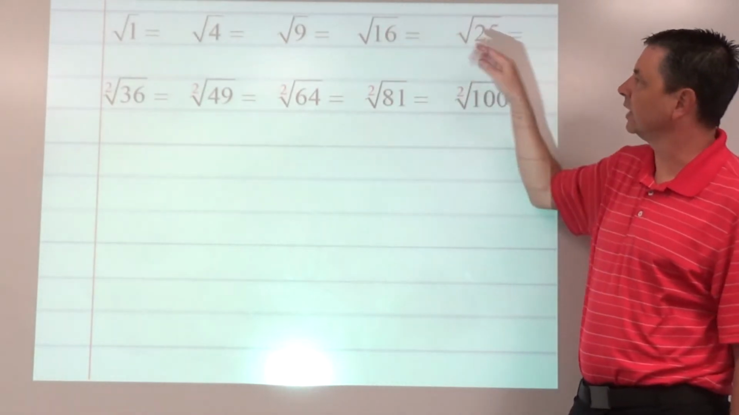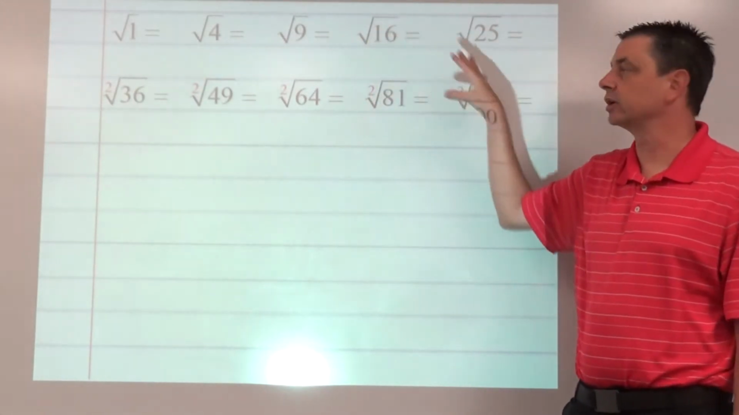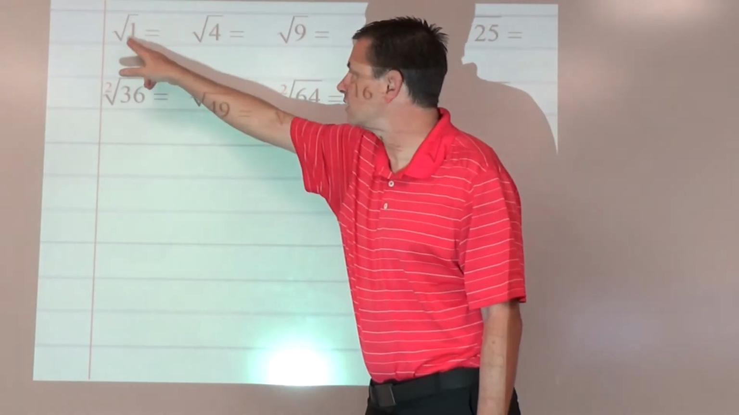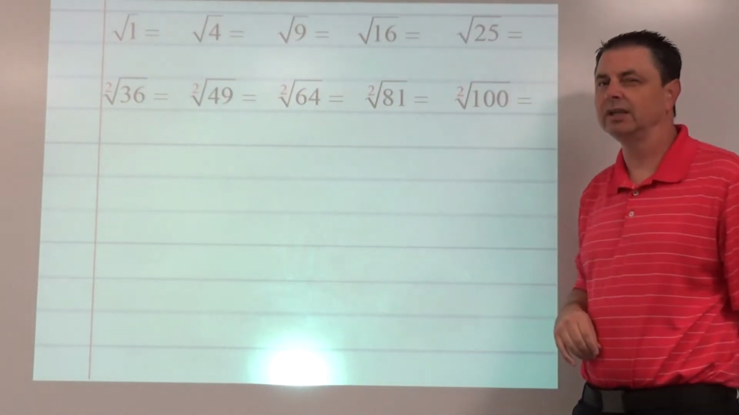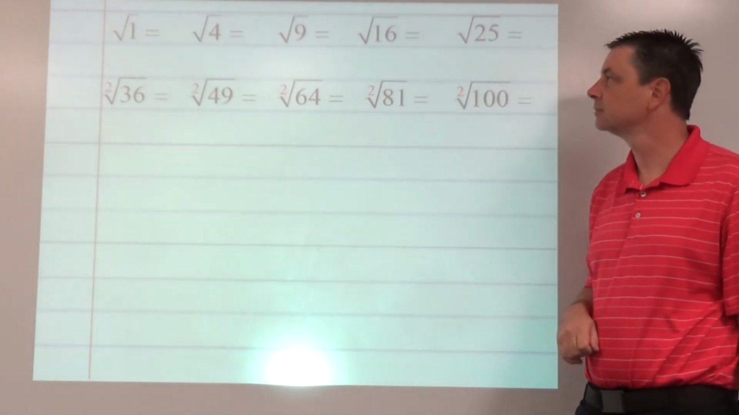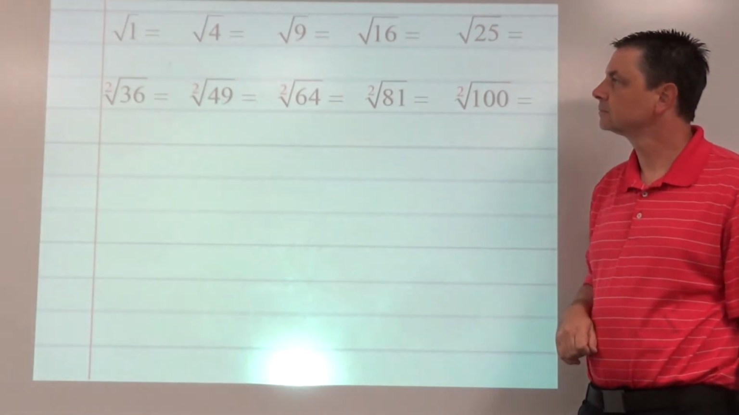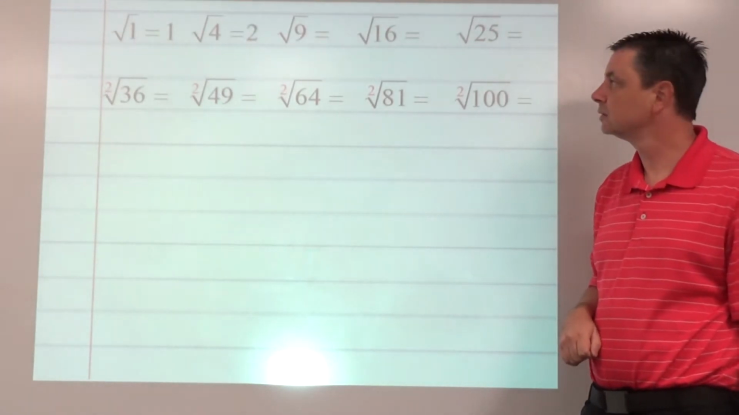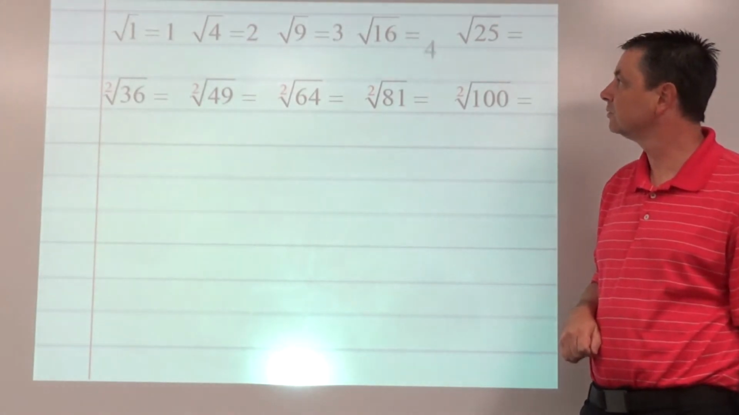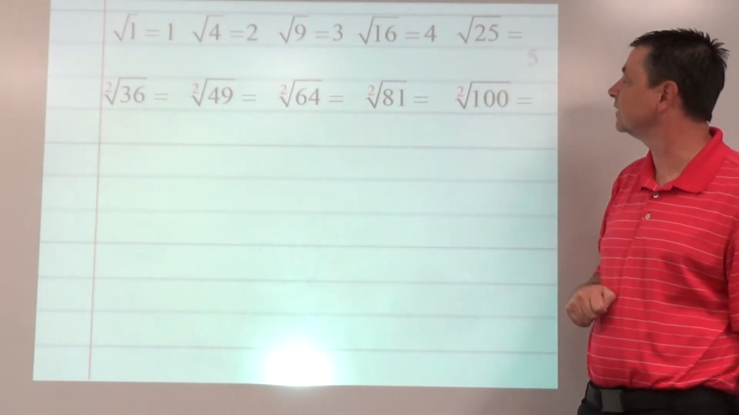So we'll begin with square roots. These should be pretty simple. Go ahead and evaluate the square root of 1, the square root of 4, the square root of 9. Shouldn't need a calculator for this. Square root of 1 is 1, square root of 4 is 2, 3, 4, square root of 25 is 5.